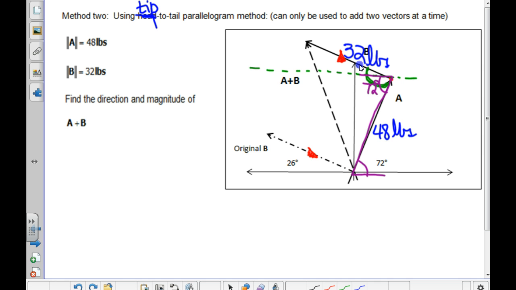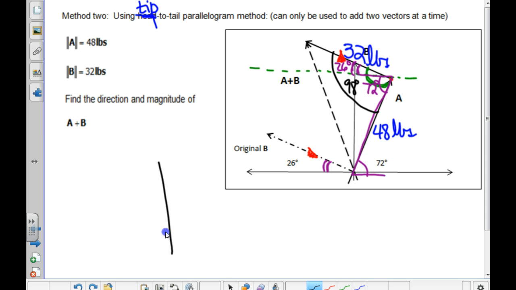Now, does anybody know what this angle is right up here? No. It's not 18. Where did that vector come from? We slid this vector, right? This was 26 degrees above horizontal, and we slid it up here. So this should be 26 degrees above horizontal right there. All right, so what is the angle in between these two vectors? 98 degrees. We got to add all that together. That is a 98 degree angle.